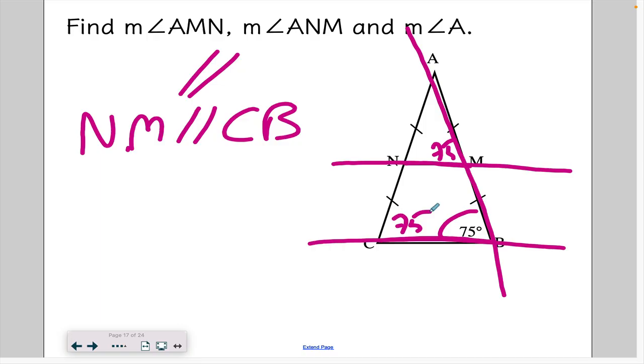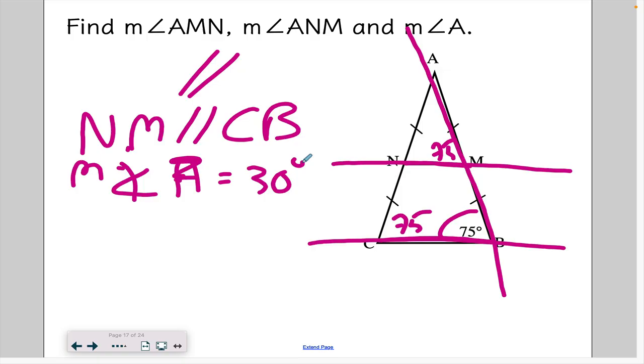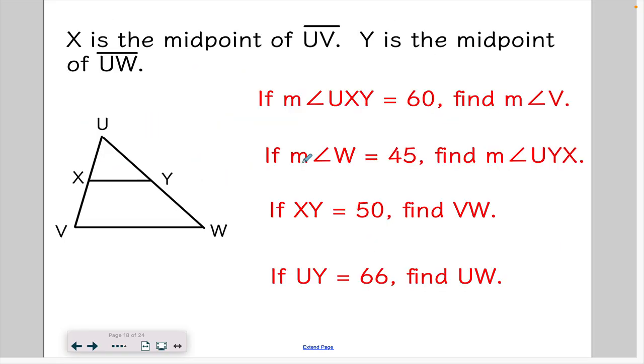So I get 75, 75. This is also 75. What's the vertex angle have to be? 30. Good, okay? Measure of angle A equals 30. 75s all the way around. So even though we didn't talk about the angles when we went over the theorem, we did mention parallel. Once you have parallel, you're all of a sudden in business, okay?